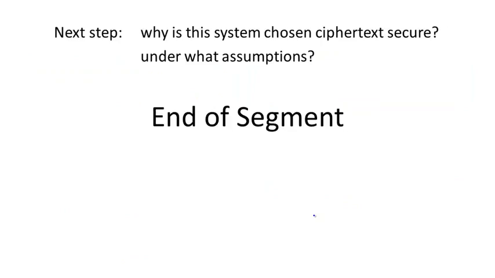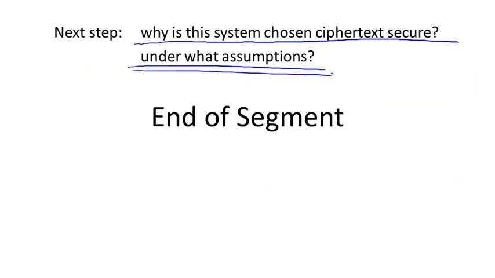Okay, so that's the end of our description of ElGamal encryption. And now the next question, of course, is why is the system secure? In particular, can we prove that it's chosen ciphertext secure? And more importantly, under what assumptions can we prove that the system is chosen ciphertext secure? And so we're going to discuss that in the next segment.